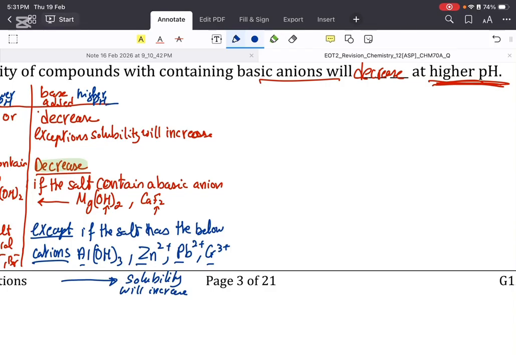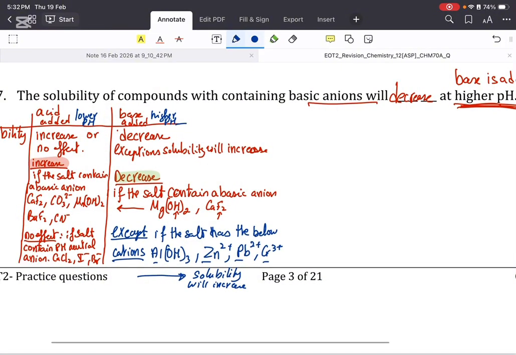Okay, so again, if I have a salt and we added an acid, usually the solubility increases. But if I added a base, usually the solubility will decrease. Upon the addition of a base, the solubility will decrease. So that's it.